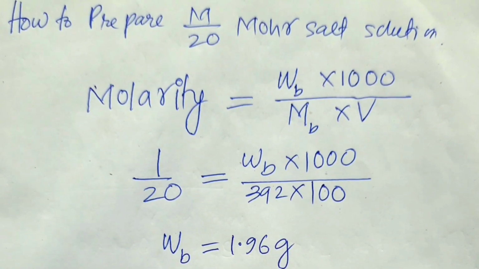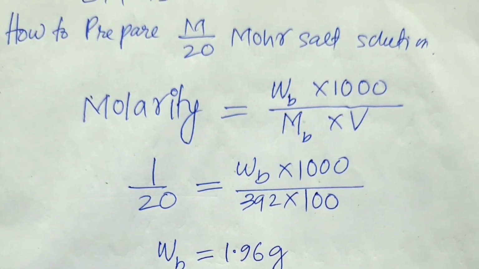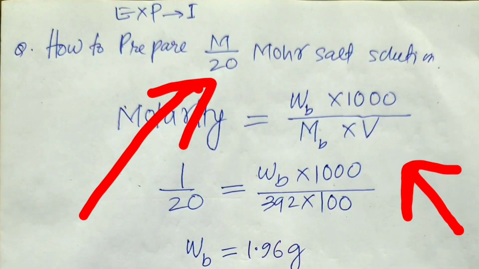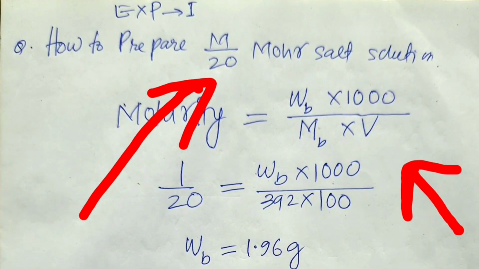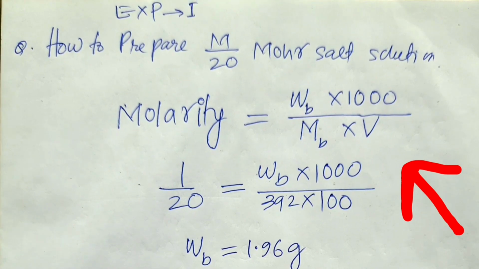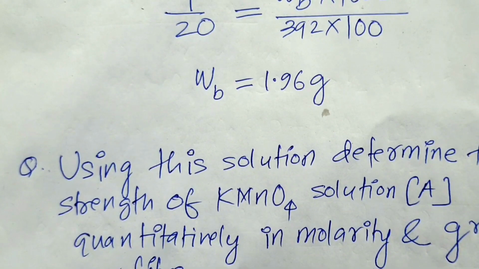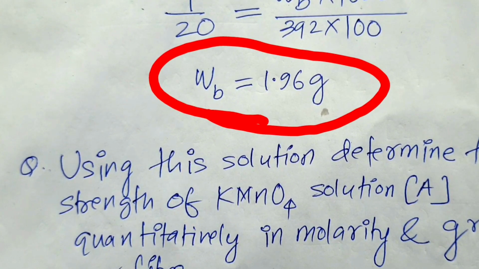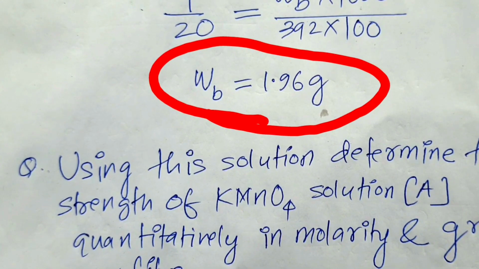How to prepare M/20 Mohr salt solution. If M/20 is given, you put 1/20 in the molarity, and in place of the volume, if you are going to prepare 100 ml, you put 100. Otherwise, if 250 is given, you put 250. For 400, it is 1.96, the given mass, so you have to measure it.